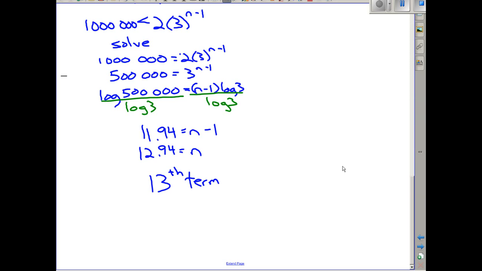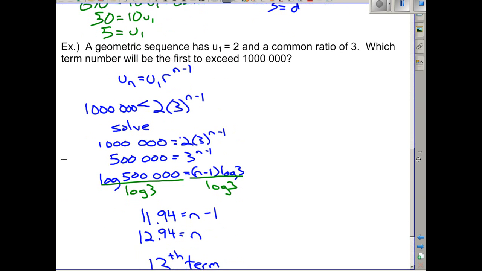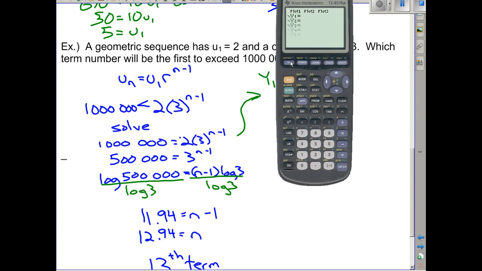Some other approaches to solving this might involve using your GDC to solve, say, this equation. Okay, so you could say that y1 is going to be 2 times 3 to the n minus 1. I'm going to put that in my GDC. 2 times 3 to the power of x minus 1. Okay. I could graph that.